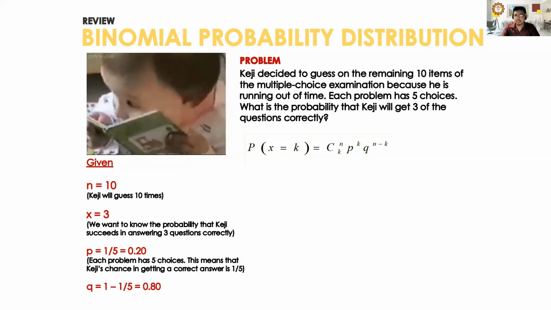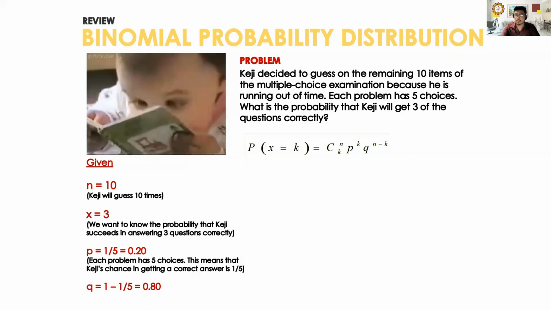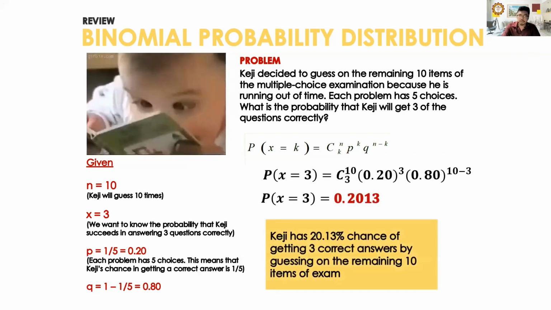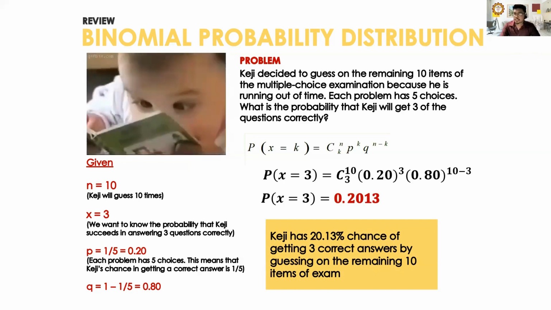This also means that Keji's chance of getting a correct answer on each item is 1/5 or 0.2. Therefore, our probability of failure is simply 1 minus the probability of success, which is equal to 0.8. If we are going to substitute the values n, x, p, and q to our formula, we should arrive at the answer 0.2013. Therefore, Keji has a 20.13% chance of getting 3 correct answers by guessing on the remaining 10 items of the exam.